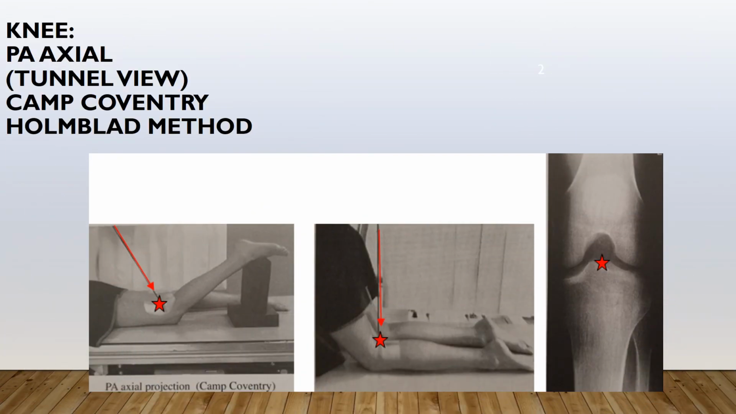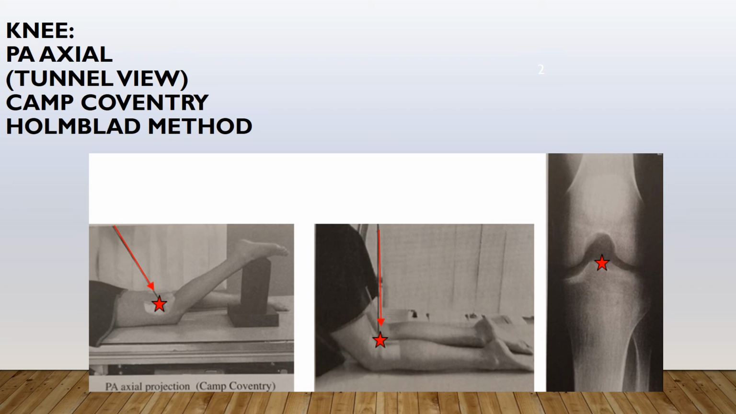Here are some PA axial views of the knee, also known as tunnel views of the knee. The first image is a Camp Coventry. The patient is going to be prone with their knee flexed 40 to 50 degrees. The center ray is going to be 40 to 50 degrees caudad.